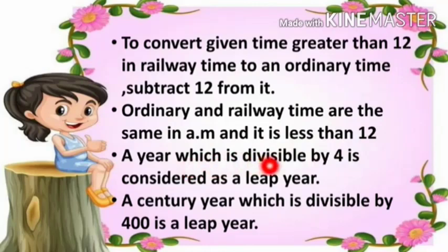A year which is divisible by 4 is considered a leap year. A century year which is divisible by 400 is a leap year.